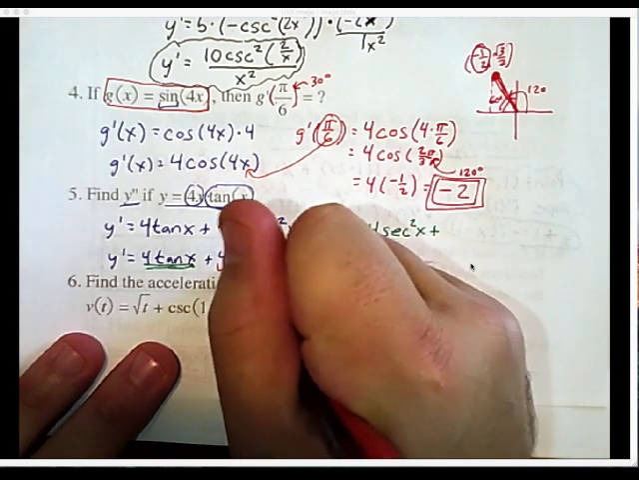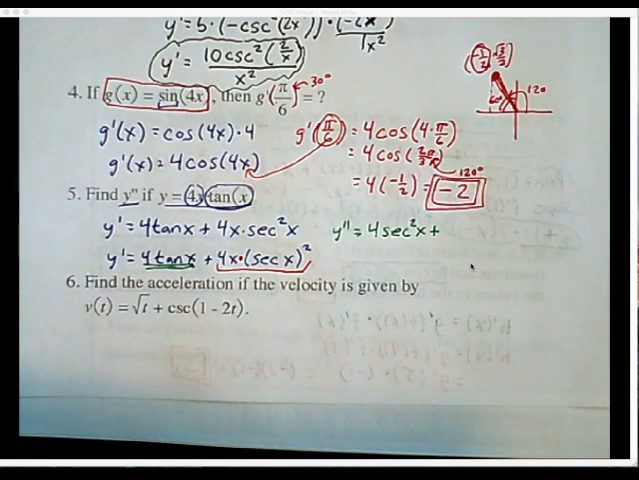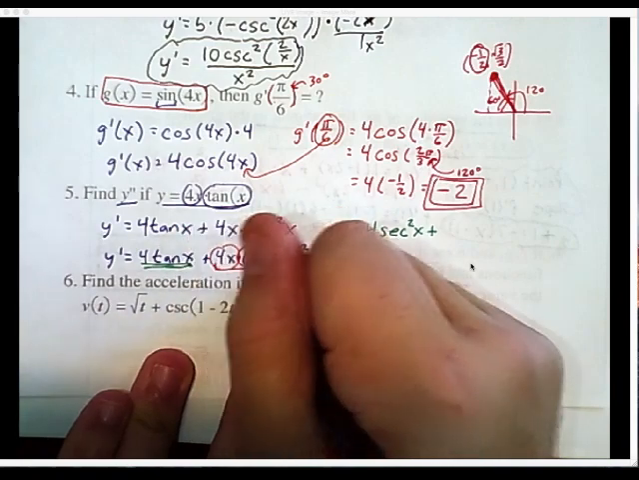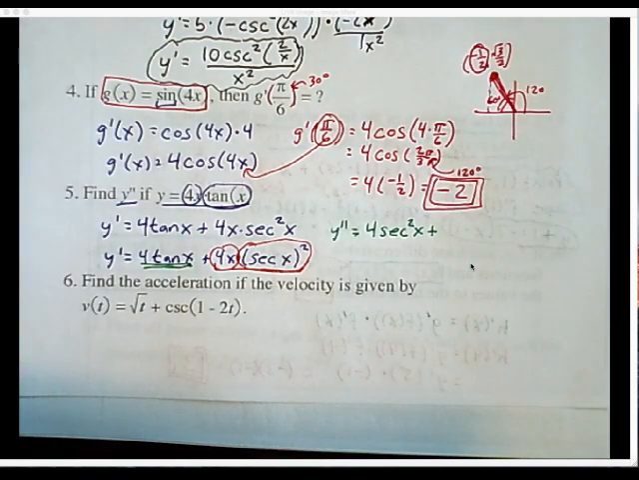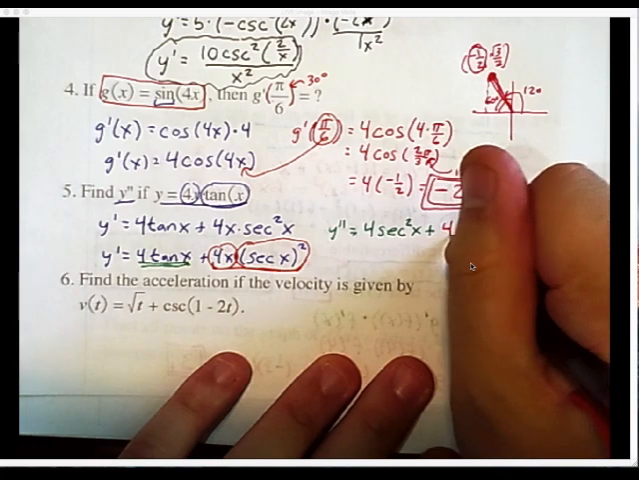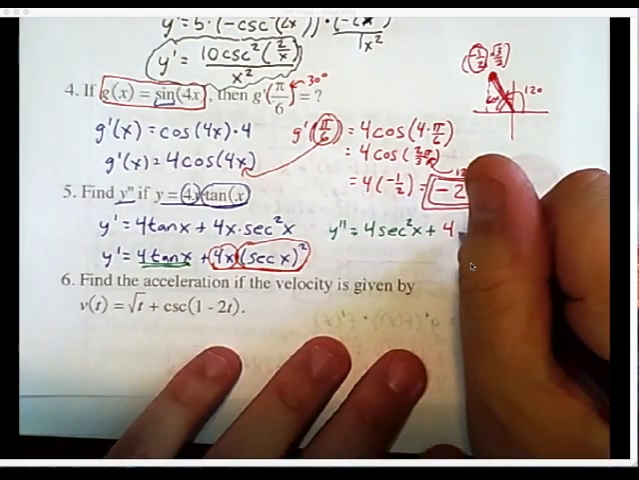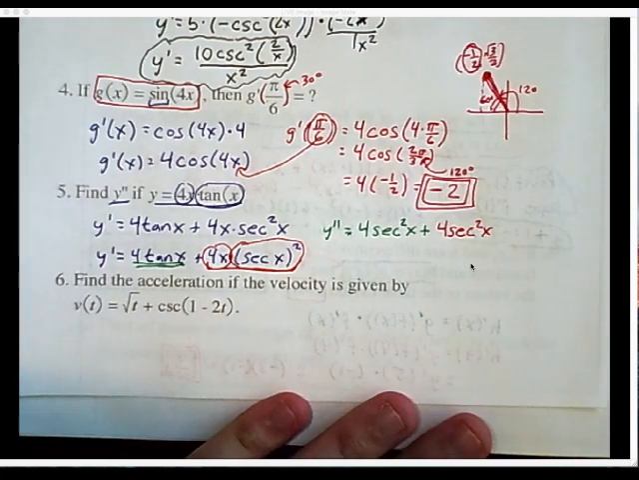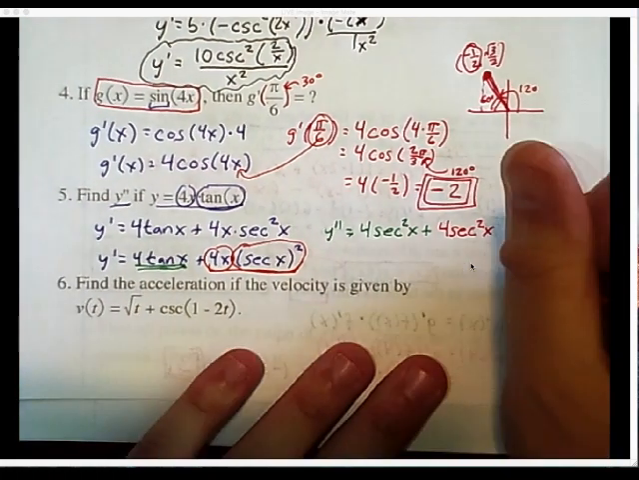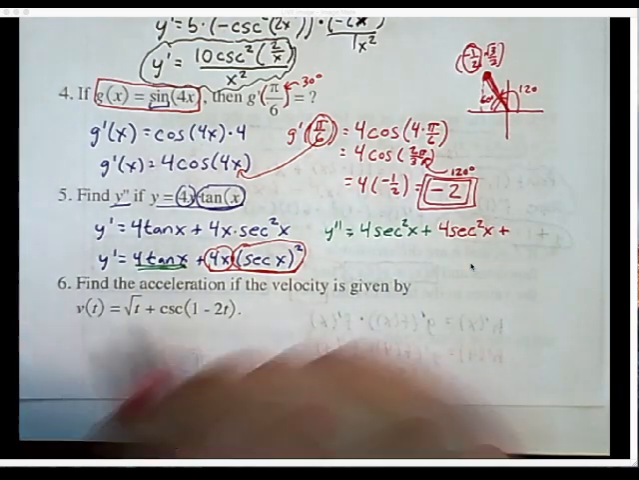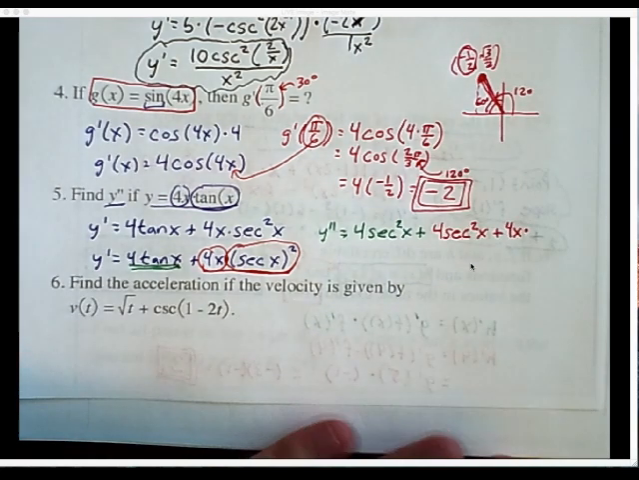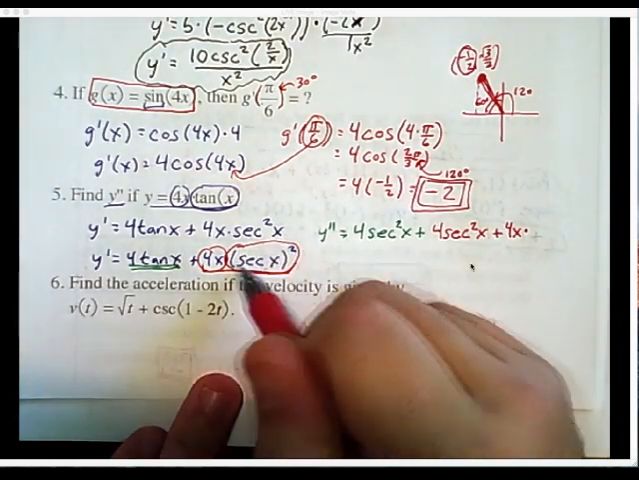Well, this whole thing is another product. So I'm going to have to use the product rule again. So we're going to say first, derivative of, here's the first, here's the second. Okay, so we're going to say derivative of the first, 4, times the second, which is going to be secant squared. So we can write it like that. Okay. Plus the first, 4x, times the derivative of the second.